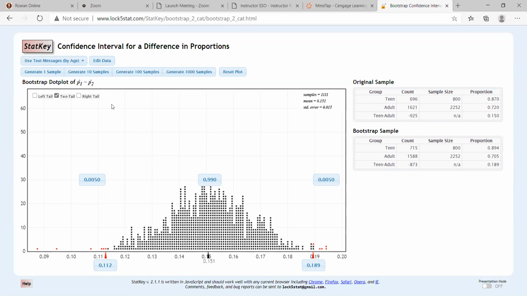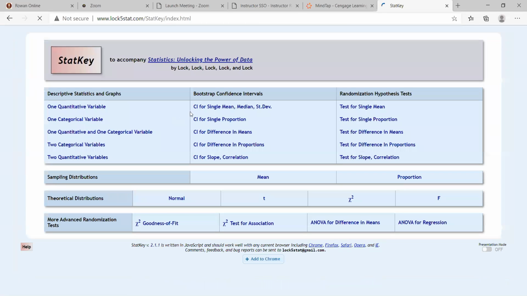And also, we could do the same thing with means. Go back to the original. And we do difference in means.